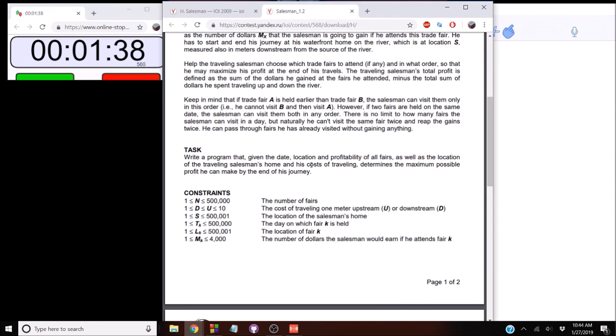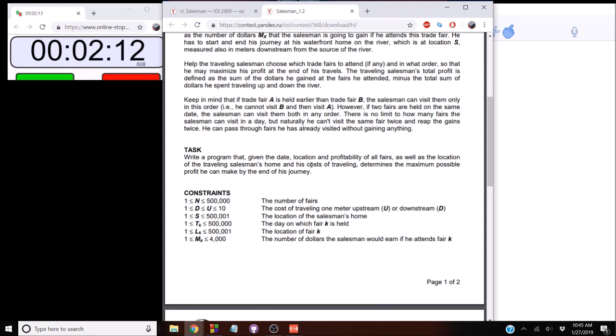Keep in mind, if trade fair A is held earlier than trade fair B, the salesman can only visit them in this order. This means you can sort, it looks like. However, if two fairs are held at the same date, the salesman can visit them both in any order. Okay, that makes sorting a little harder. There is no limit to how many fairs the salesman can visit in a day, but naturally he can't visit the same fair twice and reap the gains twice. He can pass through the fairs he already visited without gaining anything.